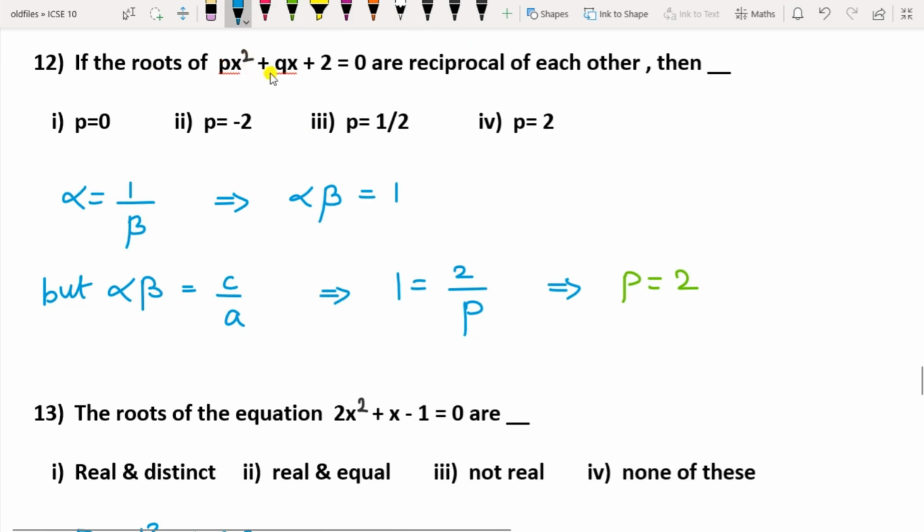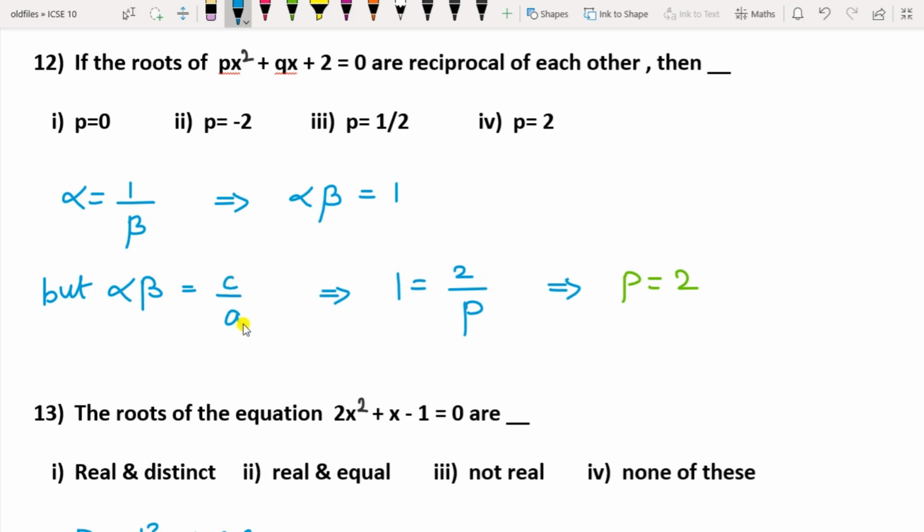If the roots of px square plus qx plus 2 equal to 0 are reciprocal of each other, then the value of p is. So the roots of this equation are reciprocal to each other. The roots are alpha and beta. So beta is the reciprocal of alpha. So alpha equal to 1 upon beta. So this will become alpha into beta equal to 1. So the value of alpha into beta is 1 here.